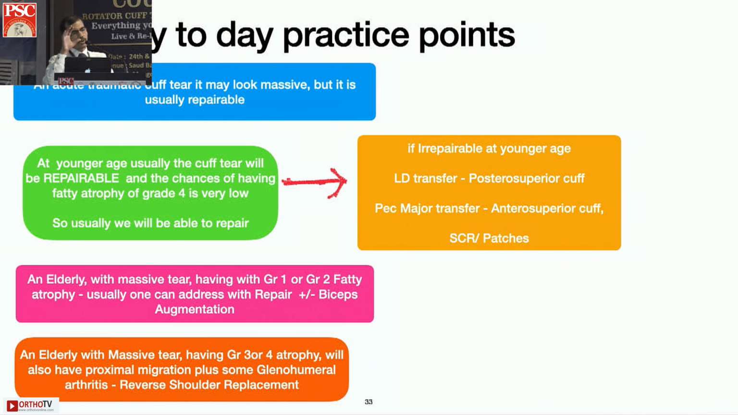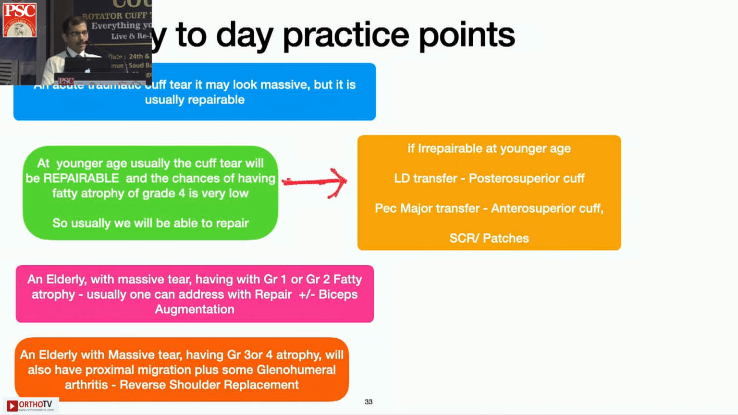But a day-to-day practice point that I want to emphasize is an acute traumatic cuff tear. It may look massive, but usually it's repairable. I have not had a single patient with an acute traumatic massive cuff tear that was not repairable. Almost always you can repair it back. At a younger age, usually the cuff tear will be repairable because it has not gone to grade 3 or 4, because grade 4 atrophy at a younger age is very, very low. You won't see many patients coming with grade 3 or 4 atrophy at the age of 35 or 40. These are very, very rare.